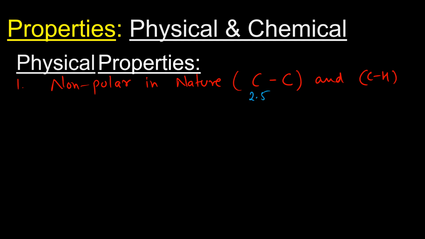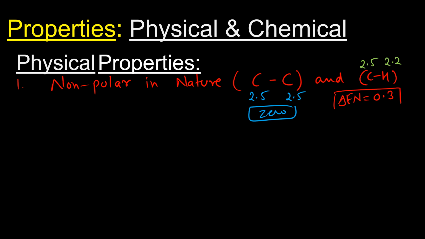So what's the electronegativity difference we have for a carbon-carbon bond? Of course, it's going to be 0, because they both have the same electronegativity value. But when we check it for the carbon-hydrogen bond, carbon has an electronegativity value of 2.5, while hydrogen has 2.2. And the difference between them is only 0.3. So that is a negligible difference which will not result in any type of polarity. That's why they have non-polar nature.